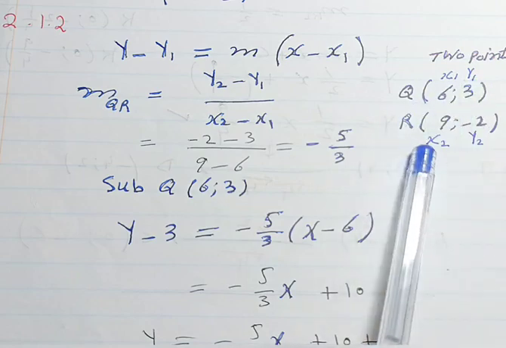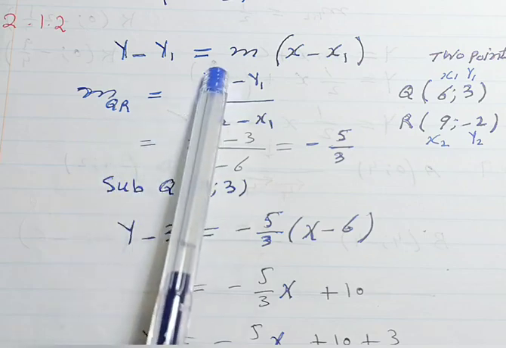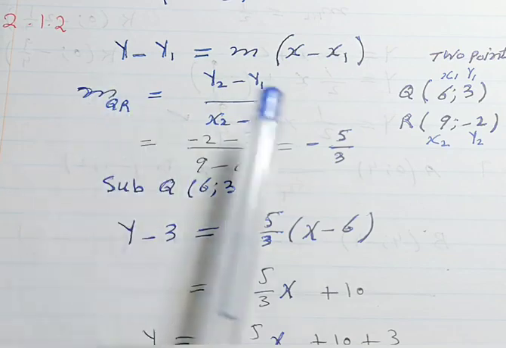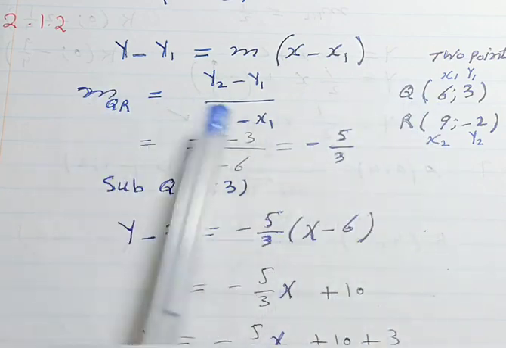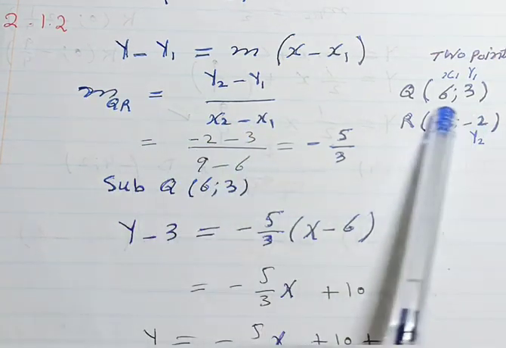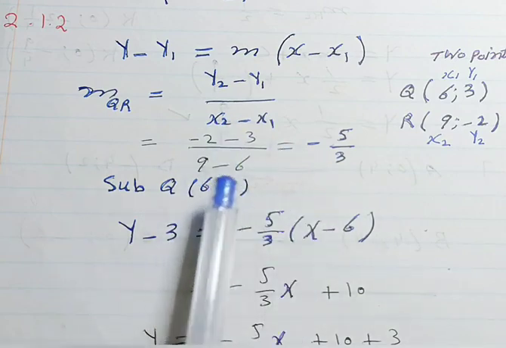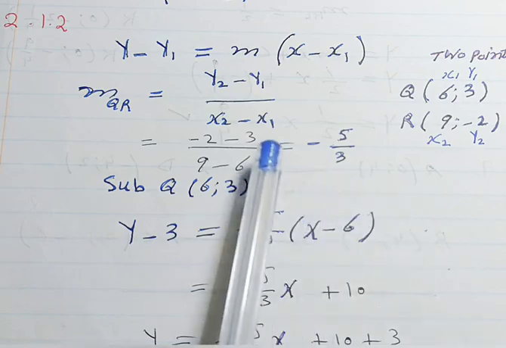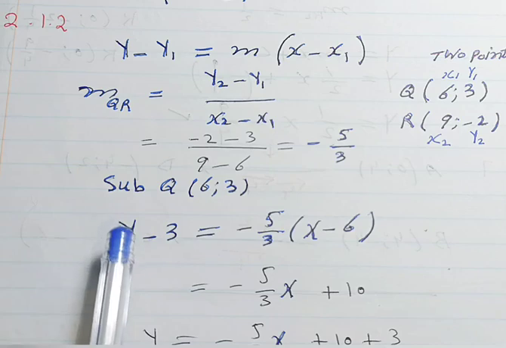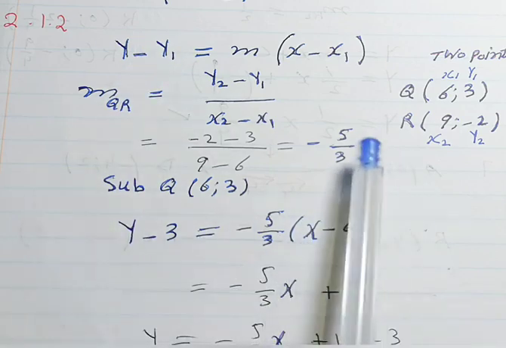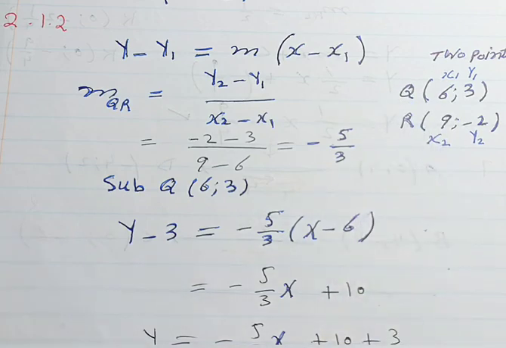This is my x1, y1, x2, and y2, and I have to find the gradient first to find the equation of this line. So I find the gradient between QR through y2 minus y1 over x2 minus x1. I plug all these values into this formula, and I find the gradient negative 5 over 3. Now I need to substitute one of these points into this formula to get the equation of the line. You can choose Q or you can choose R. The answer will be the same.